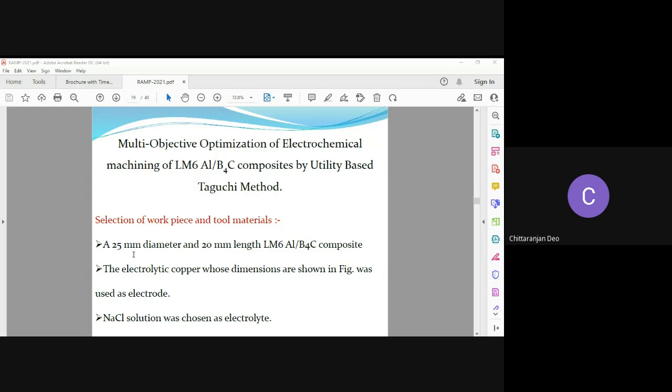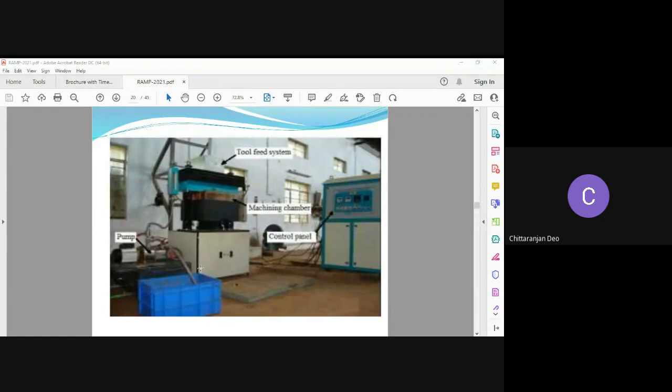The experiment was conducted on the Metatech ECM setup that we have in our university. The setup consists of a control panel for setting voltage, current, feed rate, and so on. A machining chamber in which tool and workpiece are fixed, a pump for circulating the electrolyte, and a tool feed system to maintain the constant gap between the tool and the workpiece.